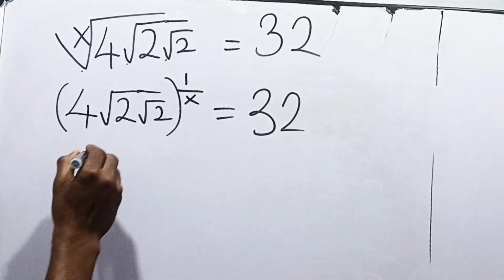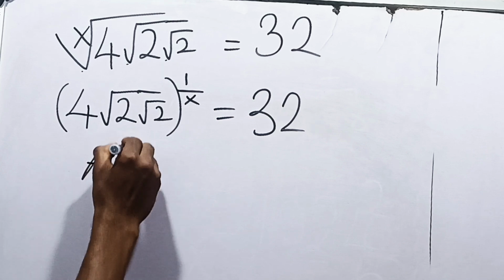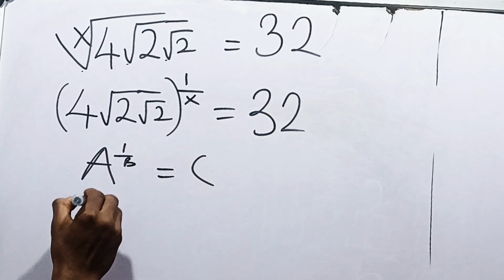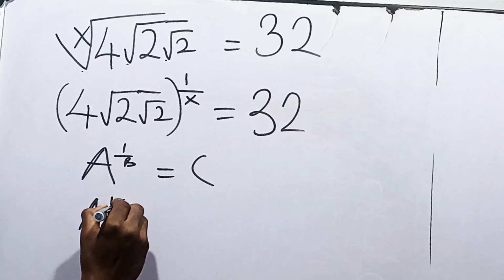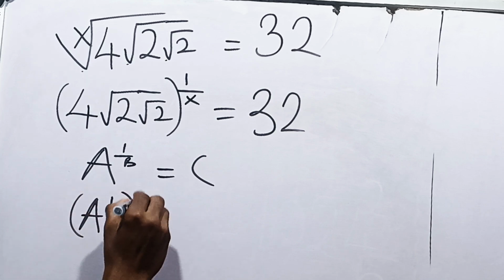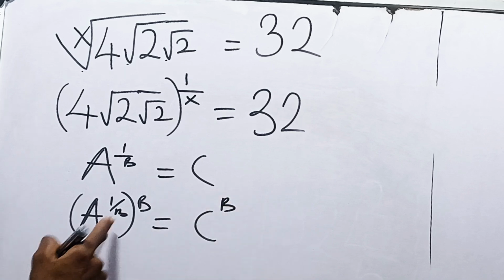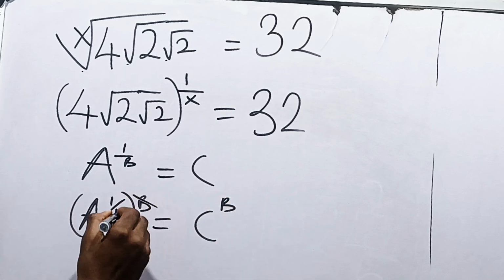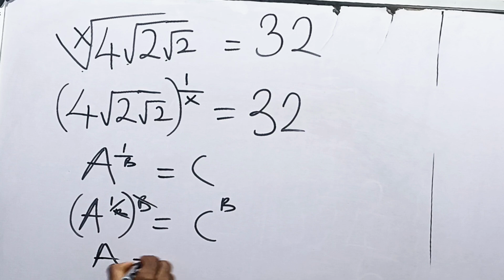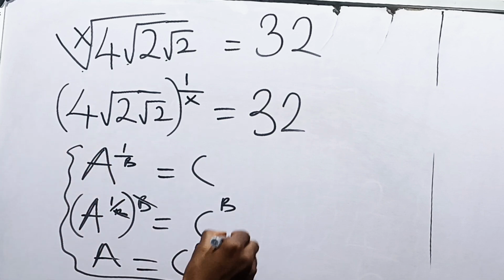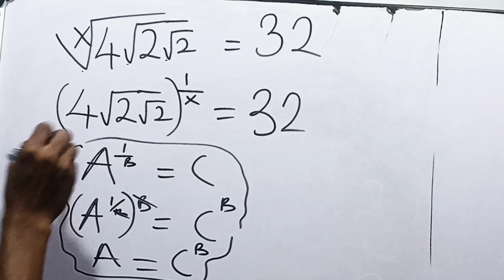So assuming now I have a raised to the power 1 over b to be equal to c, I can simply say a raised to the power 1 over b raised to the power of b is equal to c raised to the power of b. When you have something like this, you can multiply the powers out. So b can cancel b here to give us a to be equal to c to the power of b. Okay? So we'll apply this same knowledge here in solving this.